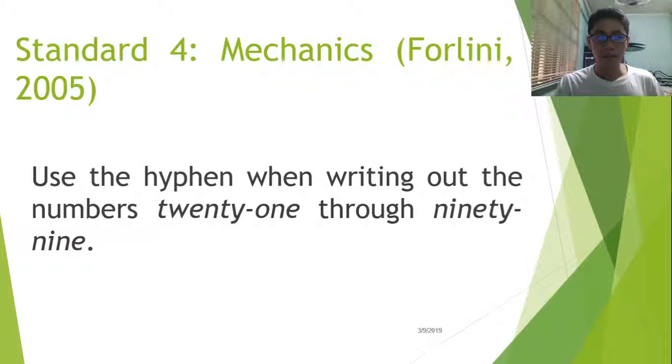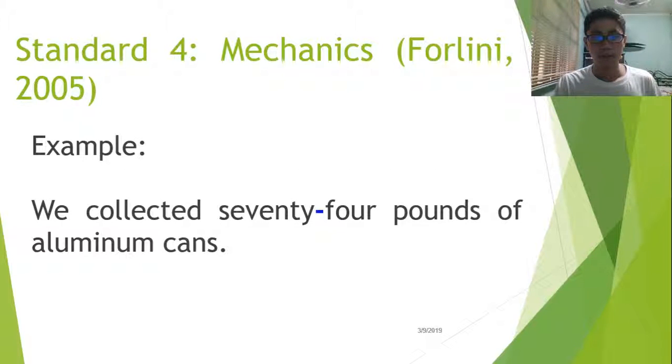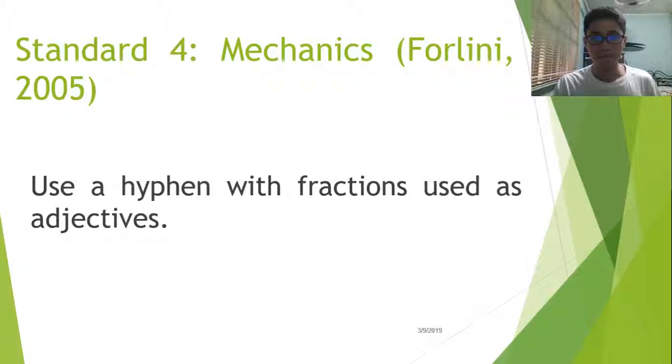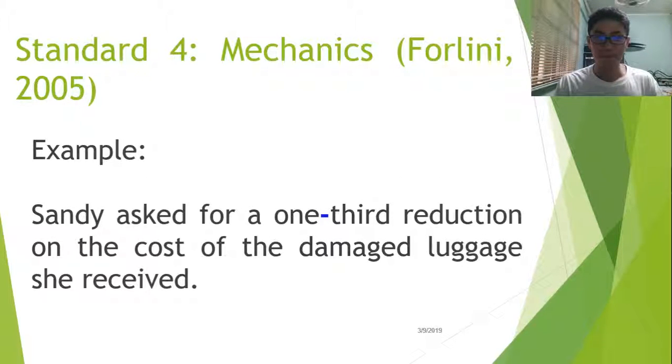Now, let's get back on topic. Use the hyphen when writing out the numbers 21 through 99 only. Okay? We're being exact here. We're dealing with numbers. So other numbers are exempt. Fractions.